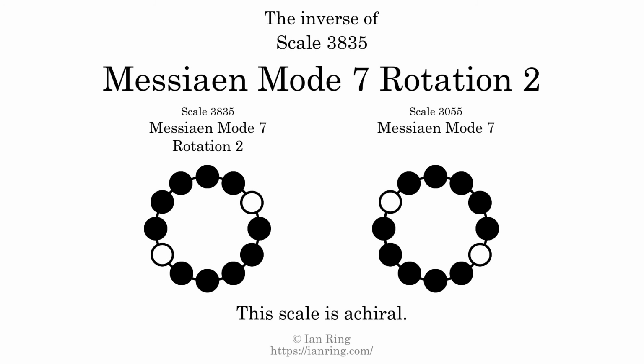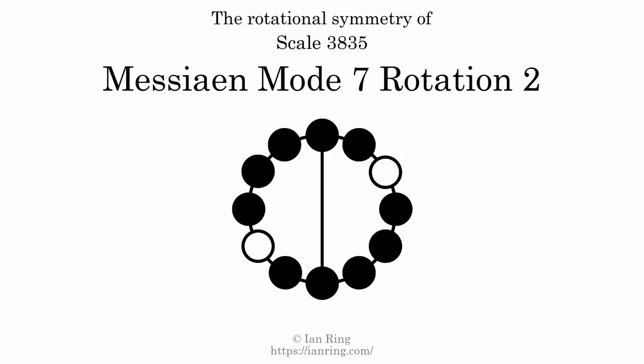This scale is achiral, since it can transform into its own reflection by a rotational transformation. This scale has rotational symmetry at 6 semitones.